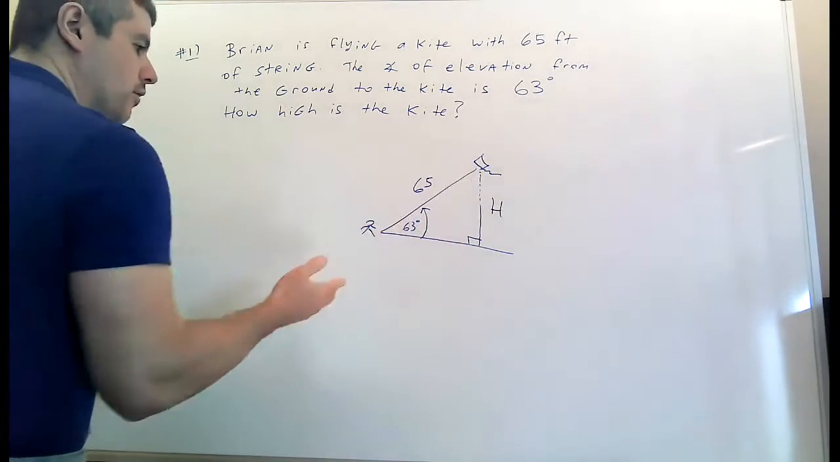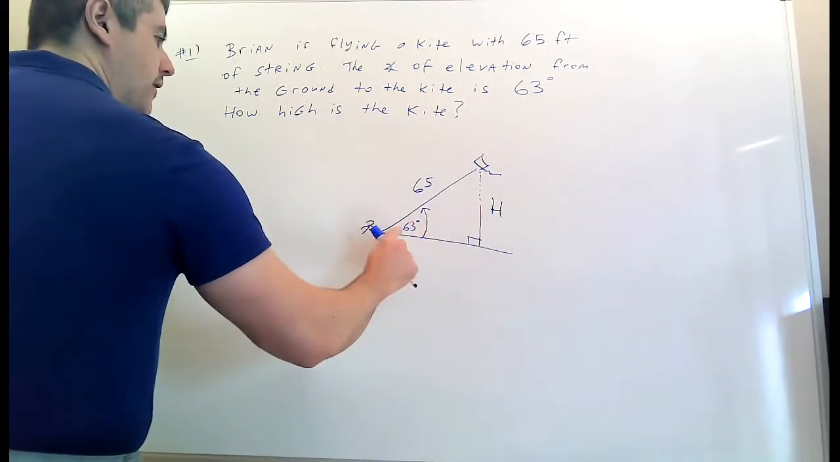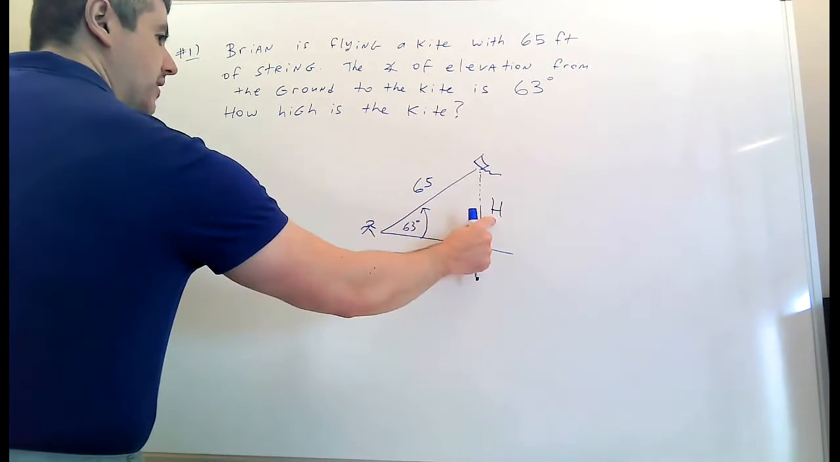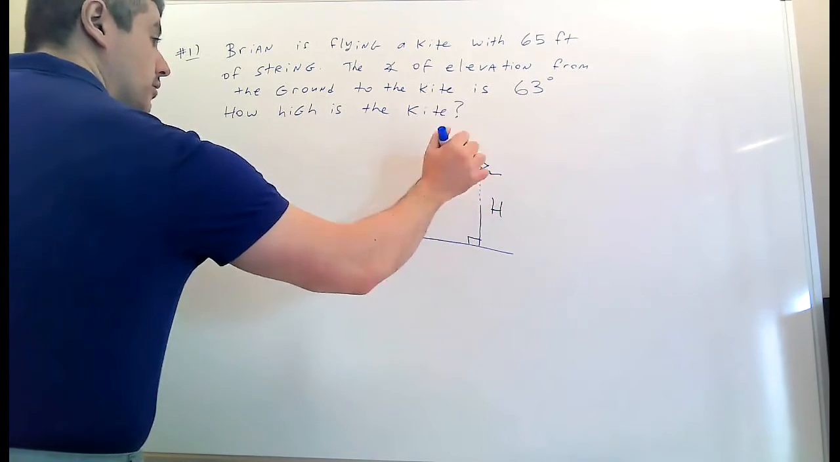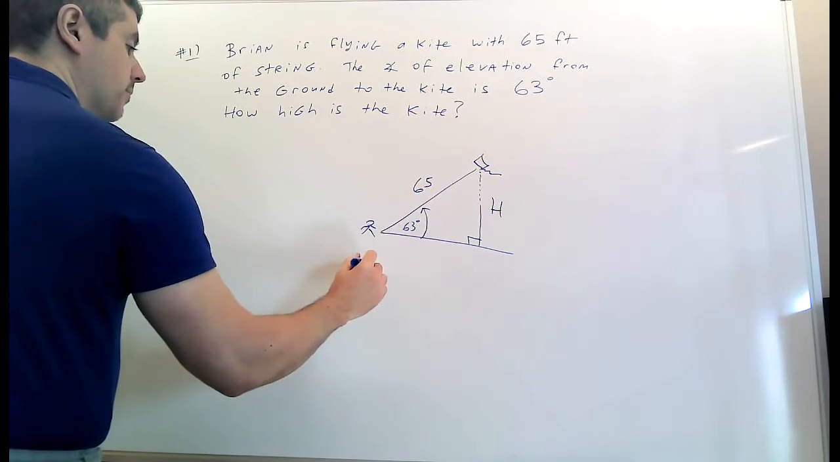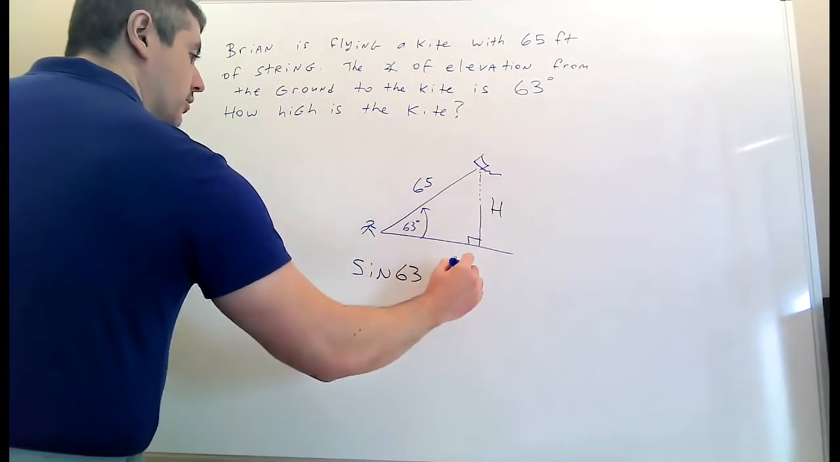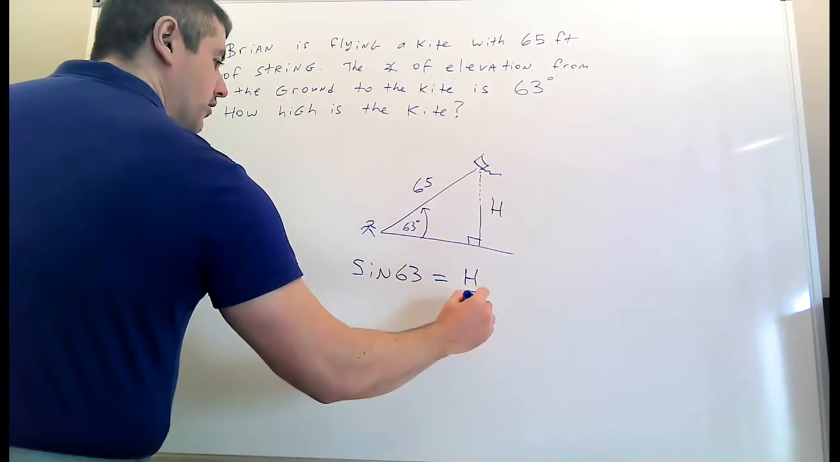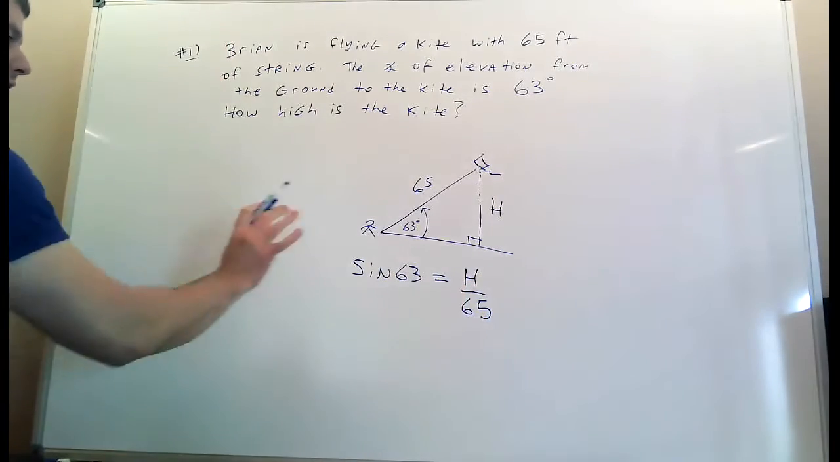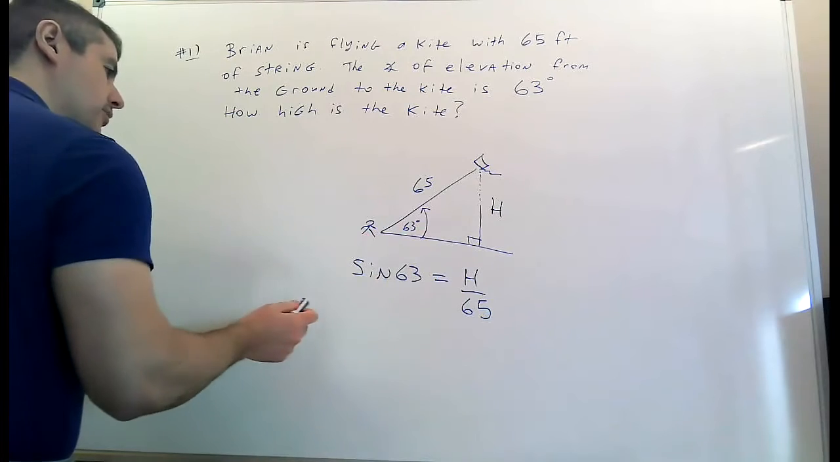So again, right triangle. I have an angle, I have the side opposite that angle, and I have the hypotenuse, which is the string. That's the diagonal. So I have to use sine. That means that the sine of 63 is equal to H over 65. That's the first part, right? You write the equation down based on the ratio that you pick. In this case, it was sine.